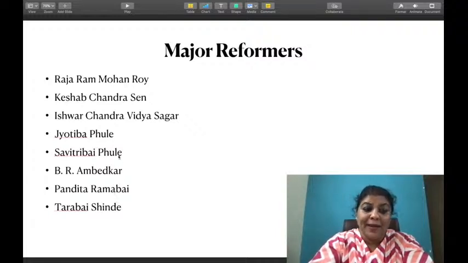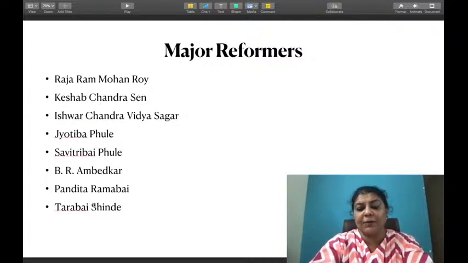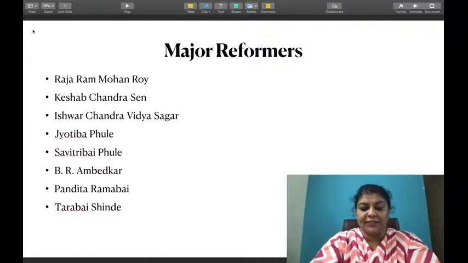Then B.R. Ambedkar. B.R. Ambedkar led to many changes, not only for the Dalits but also for women. Hindu Marriage Act, Hindu Succession Act, Adoption and Maintenance Act, like that many very revolutionary acts were passed under the leadership of B.R. Ambedkar. Pandita Ramabai, Tarabai Shinde, all very important figures of this time. Shall we talk about them one by one now?